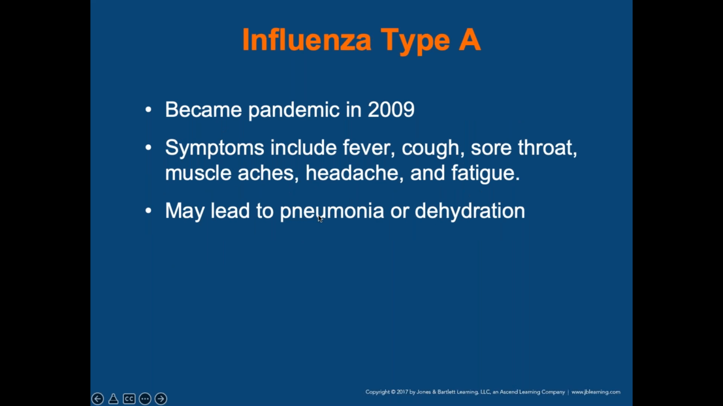Influenza A became a pandemic in 2009. In 2009, the H1N1 strain of influenza type A became a pandemic, or an outbreak that occurred on a global scale. We're seeing more influenza now because we didn't get the vaccines I talked about earlier. Symptoms include fever, cough, sore throat, muscle aches, headaches, and fatigue. My goodness, it sounds like COVID. Right? So we got to still treat it. Wear a mask, wear your N95 if people have influenza, protect yourself. This may lead to pneumonia or dehydration.